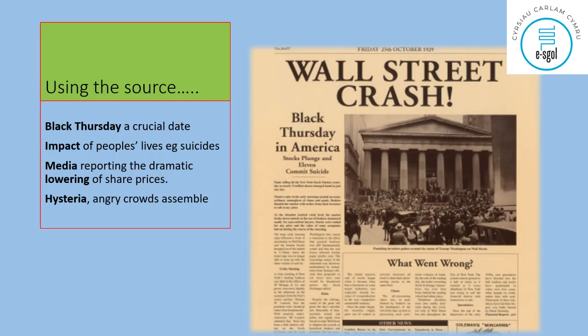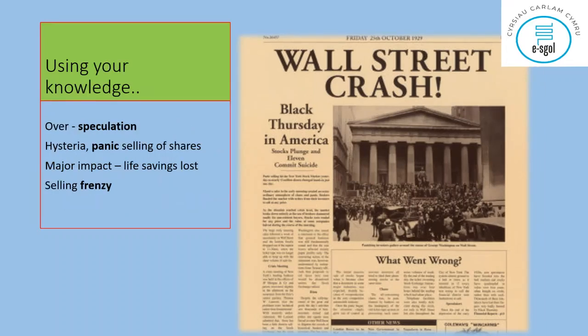So next page, we could have mentioned issues like over speculation, couldn't we? People gambled, people were too confident, maybe even arrogant with regards to share prices. The wish that they would keep going up and up and not falling. We could have talked about the panic selling, people dumping shares in the hope of rescuing their money. You could have mentioned the impact, life savings were lost, a real selling frenzy.